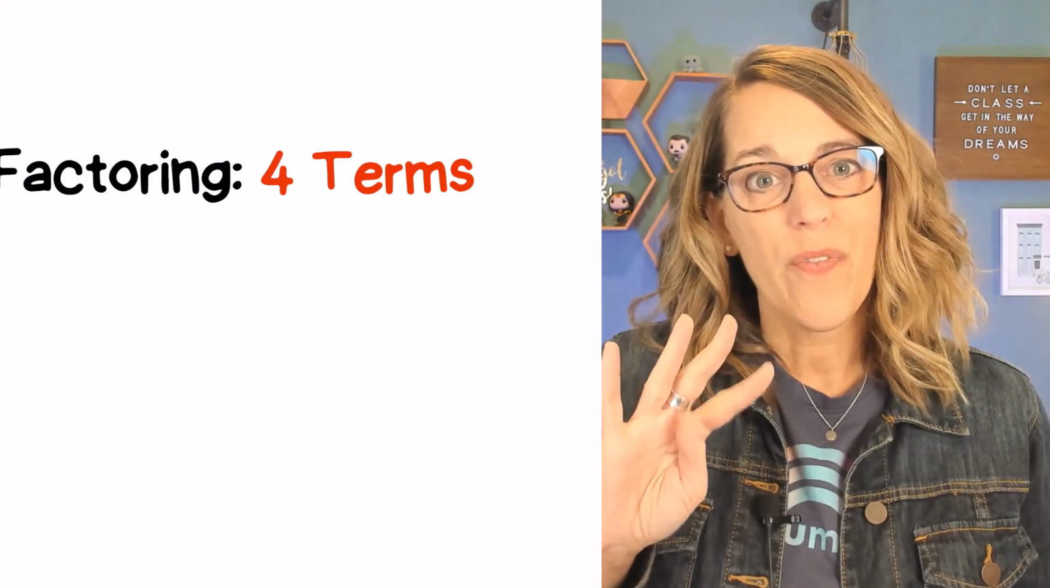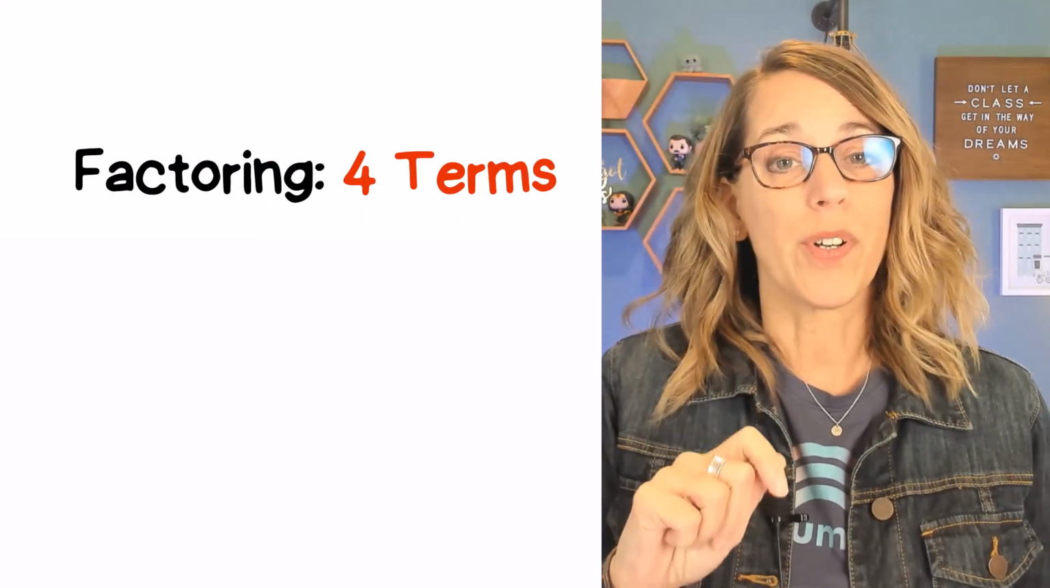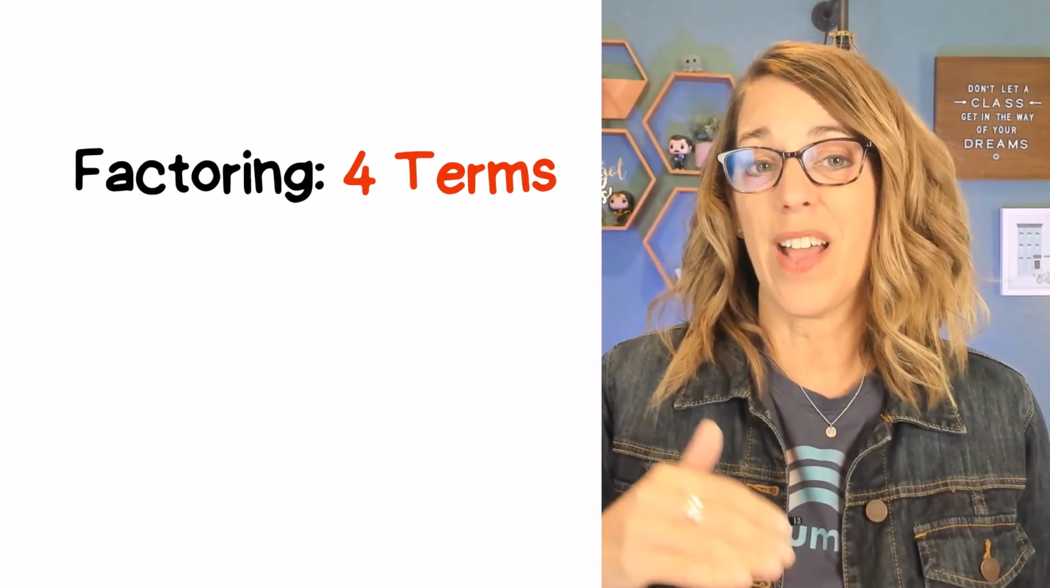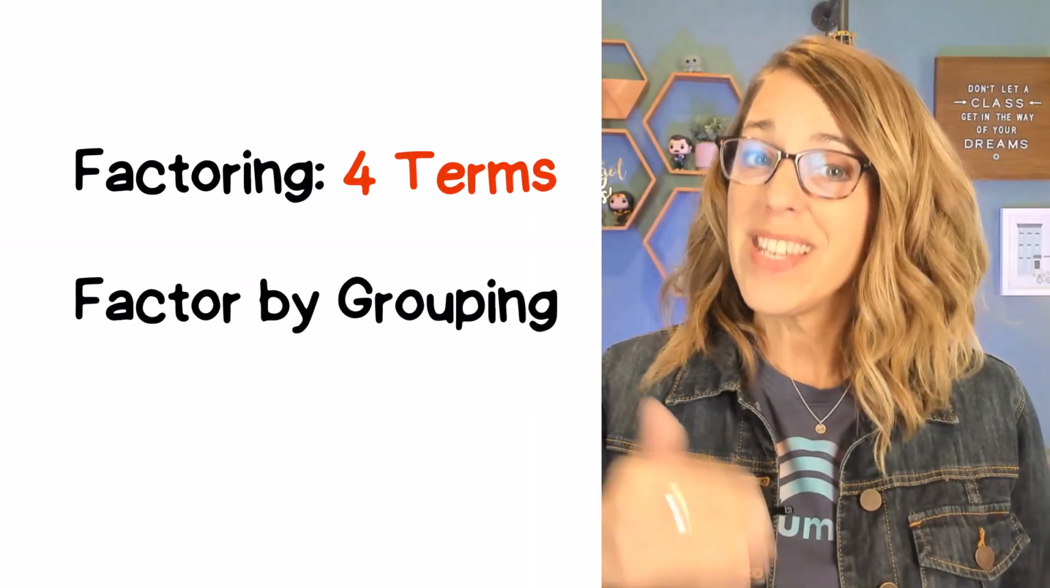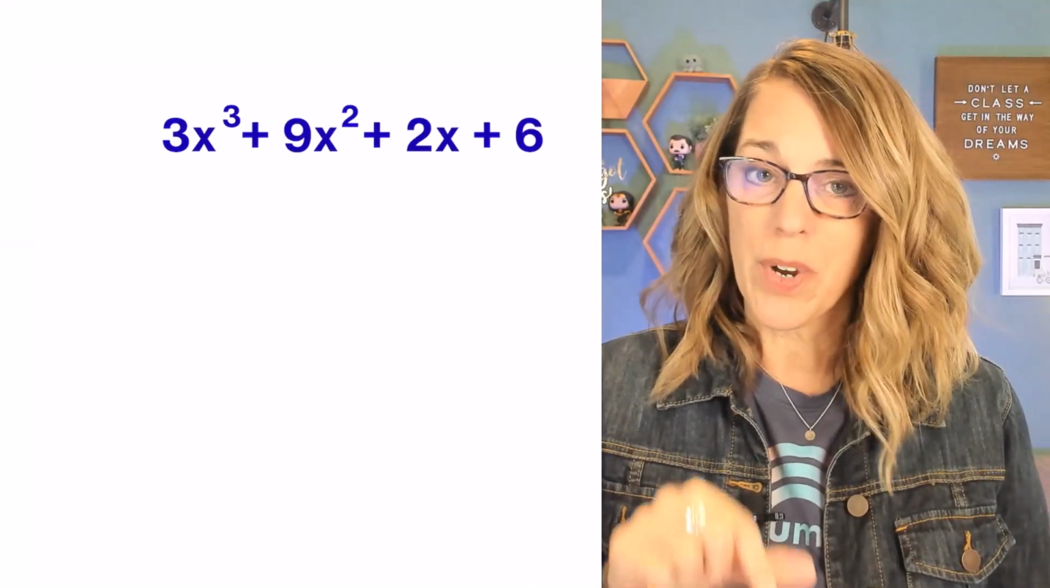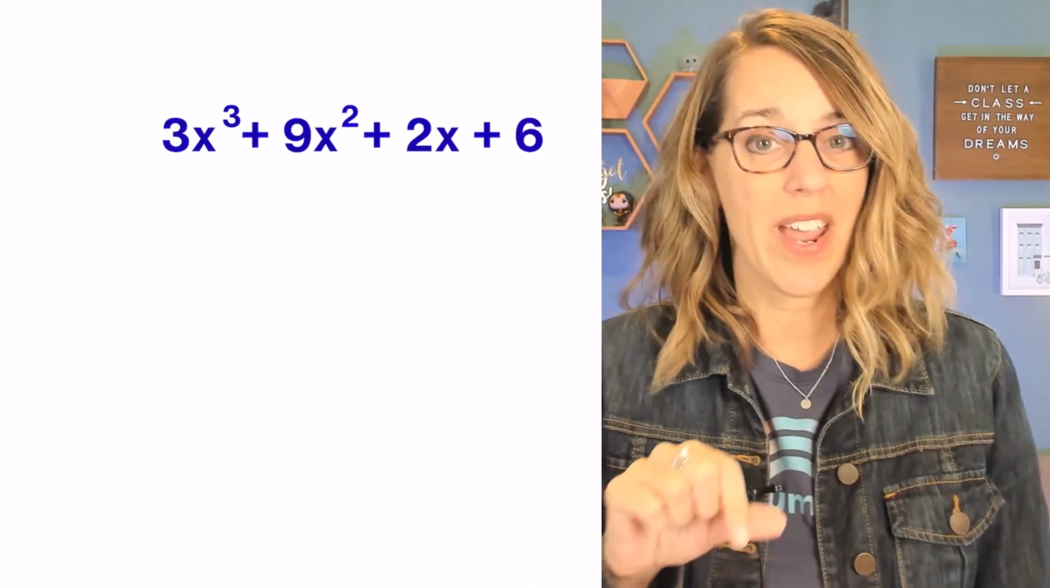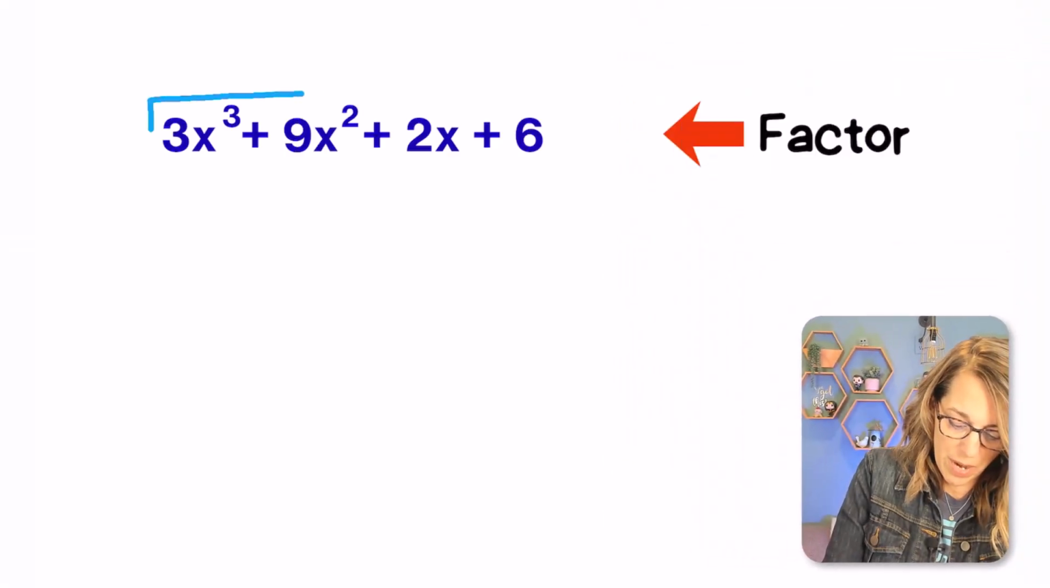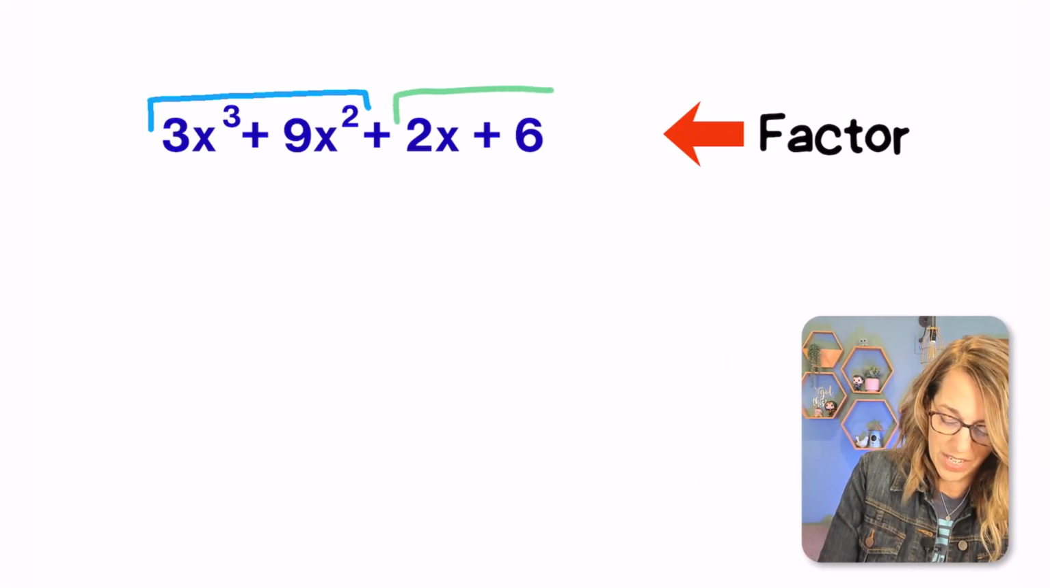Let's look at factoring with 4 terms. And whenever we're doing 4 terms, we're going to be using the method factor by grouping. So in this example, I've got 4 terms and we're going to group those off into pairs. So I'm going to group this first pair together and I'm going to group the second pair together.